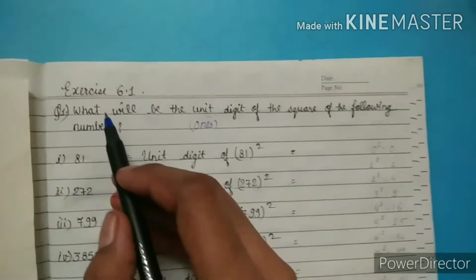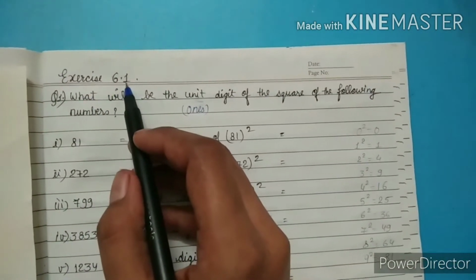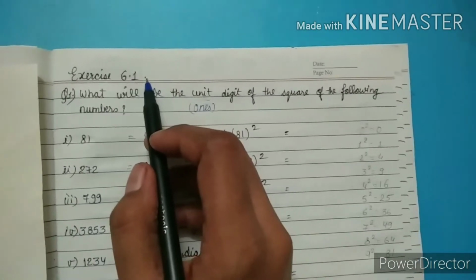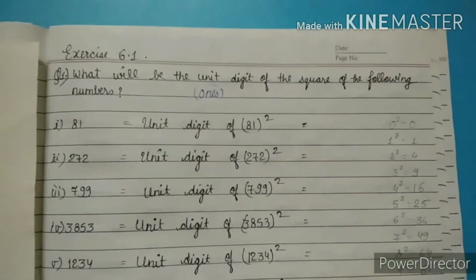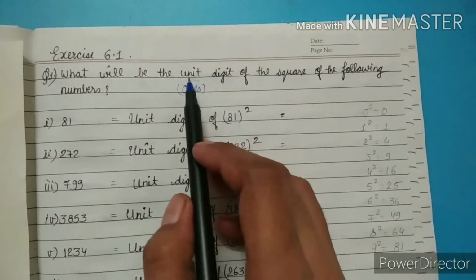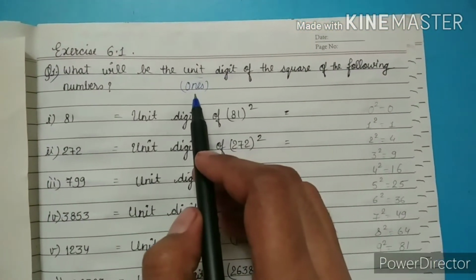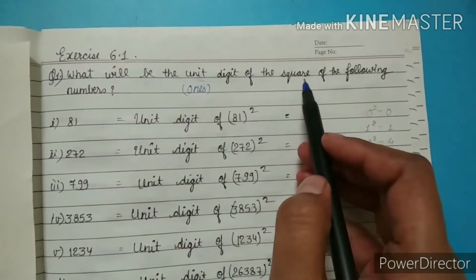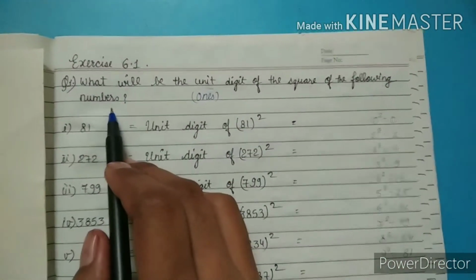In this video we will begin exercise 6.1 of class 8, which is related to squares and square roots. So the first question of the exercise is: what will be the unit digit? Unit digit can also be called the ones digit. What will be the unit digit of the square of the following numbers?